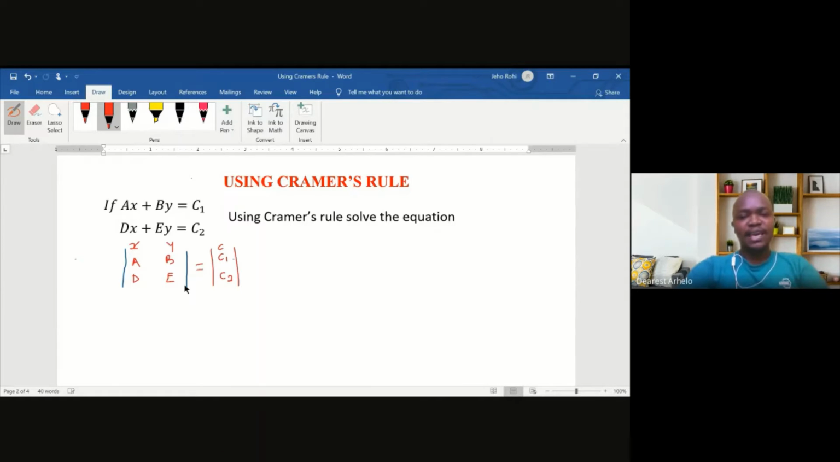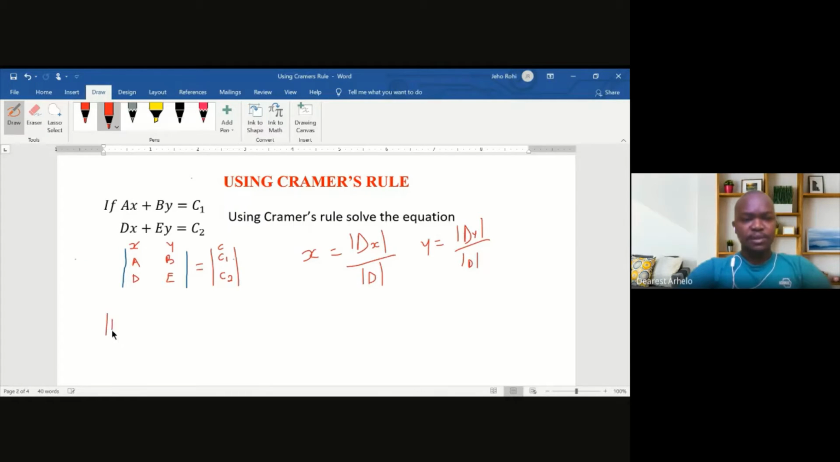Now, to find x, the formula we use is x is equal to determinant of d subscript x over determinant of d. To find our y, the formula we use is determinant of d subscript y over determinant of d. So what I'll be showing us now is how to get your d and your d subscript x and your d subscript y. Now let's start with our d.